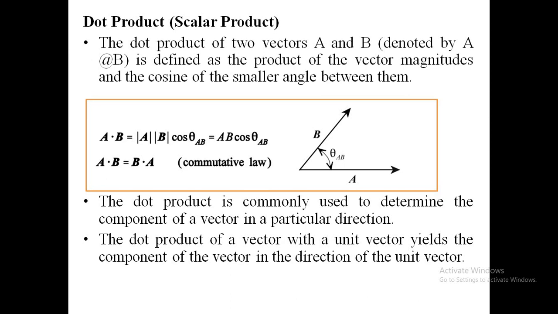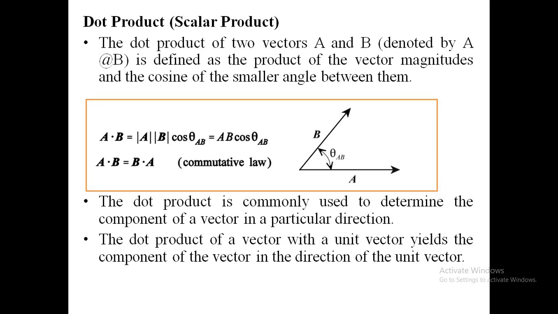Dot product, which is also called as scalar product. The dot product of two vectors A and B is defined as the product of the vector magnitudes and the cosine of the small angle between them. And it obeys commutative law. A dot B can be written as B dot A. The dot product is commonly used to determine the component of a vector in a particular direction.